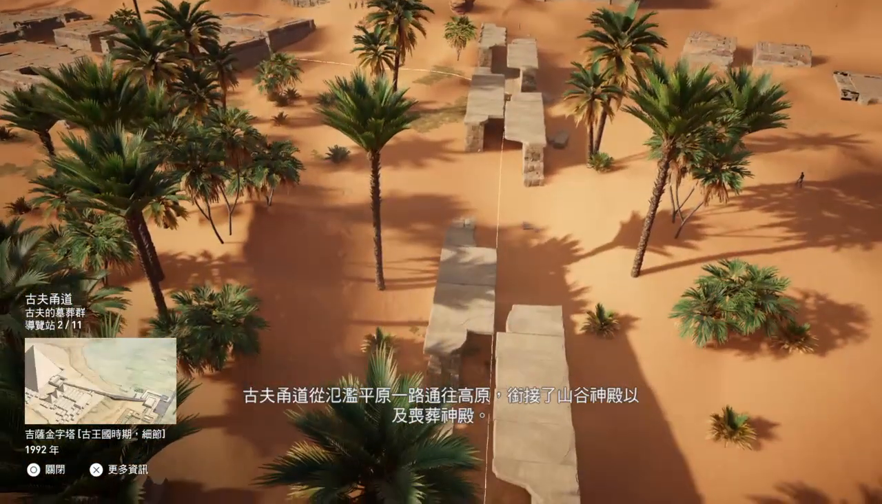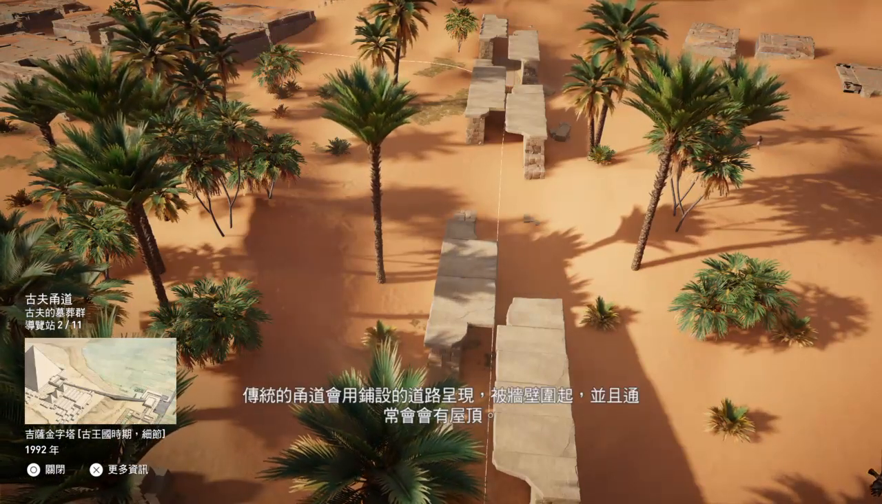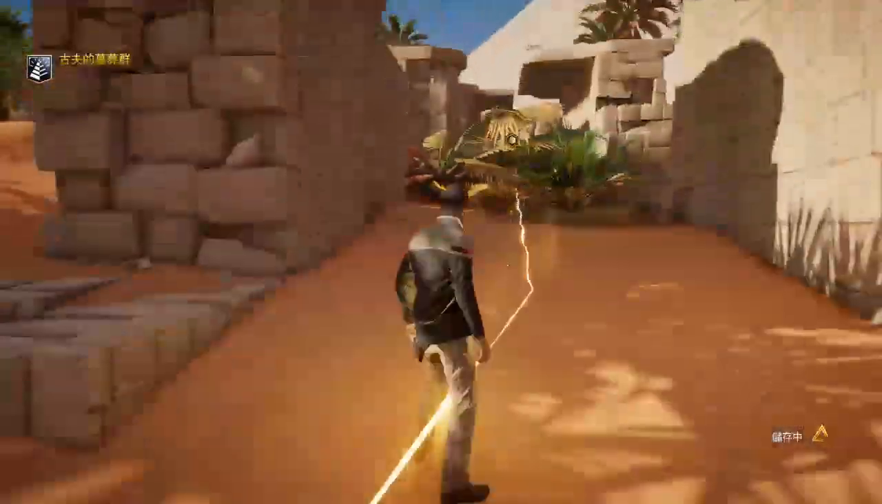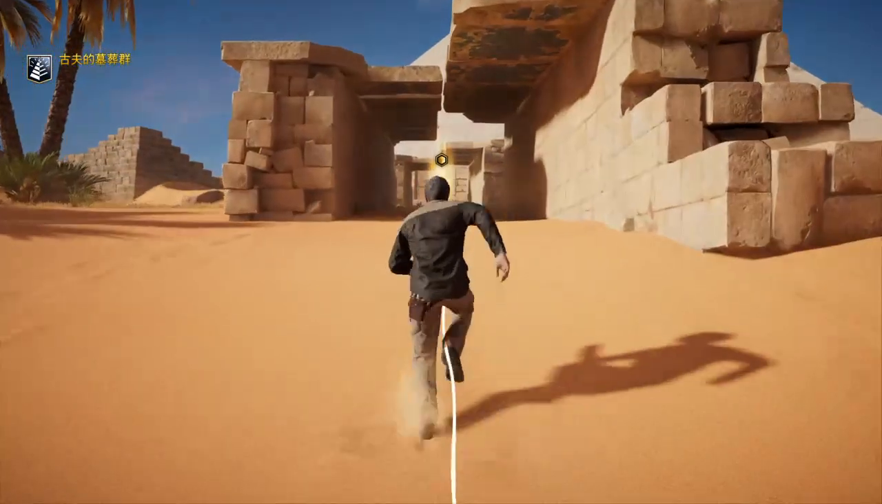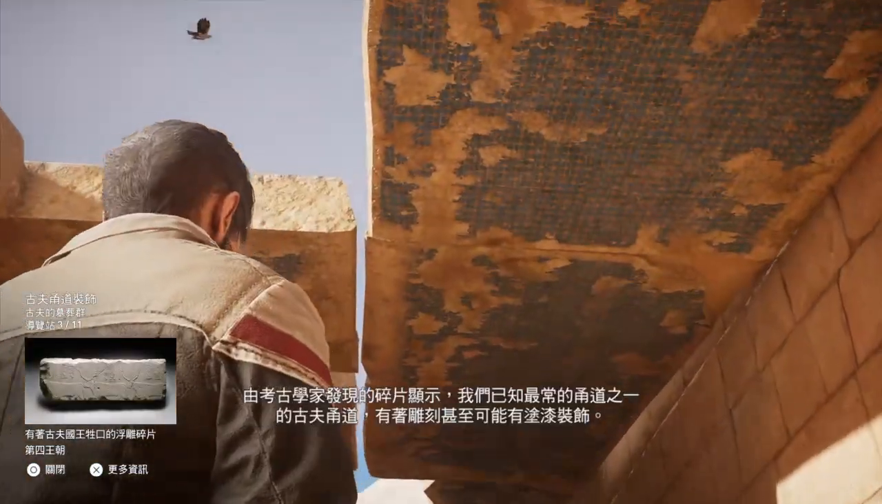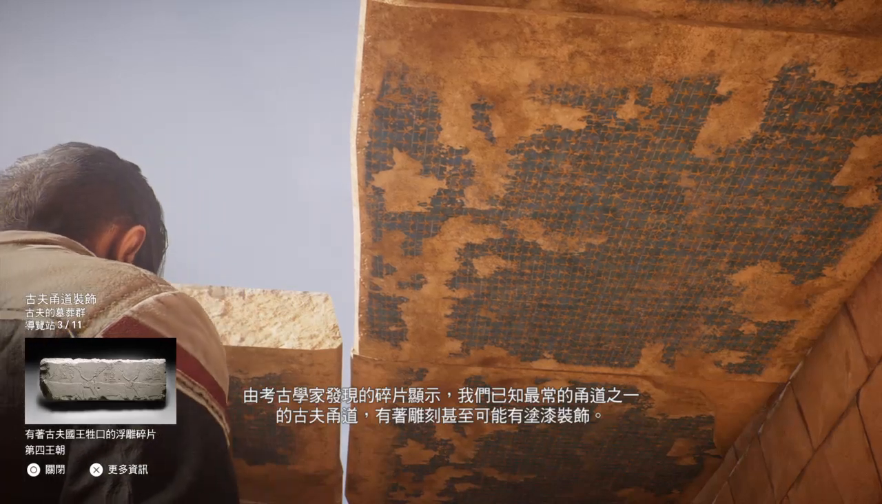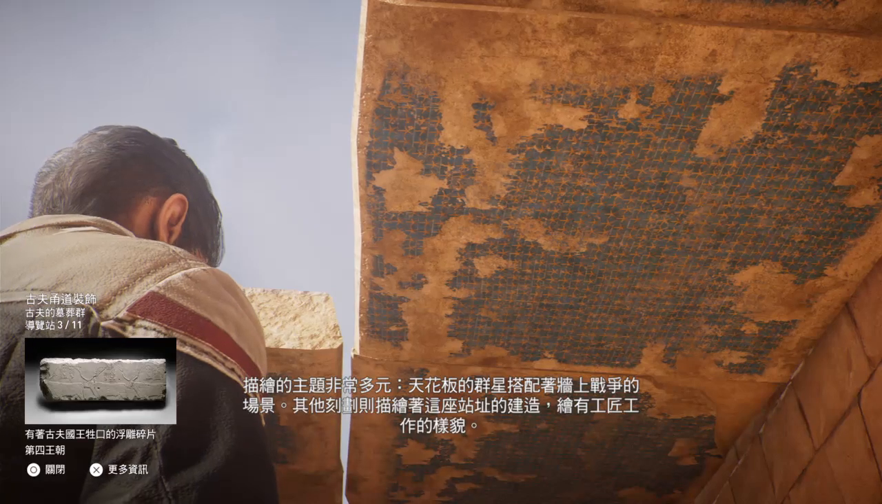Khufu's causeway ran from the floodplain up to the plateau, linking together the Valley Temple and the Mortuary Temple. A traditional causeway presented itself as a paved path, enclosed by walls and often roofed. Fragments discovered by archaeologists indicate that the walls in Khufu's causeway, one of the longest known to us, were decorated with carvings and possibly paint. Depictions show a great variety of themes: stars on the ceiling, accompanied by scenes of battles on the walls. Other engravings depicted the creation of the complex by illustrating craftsmen at work.